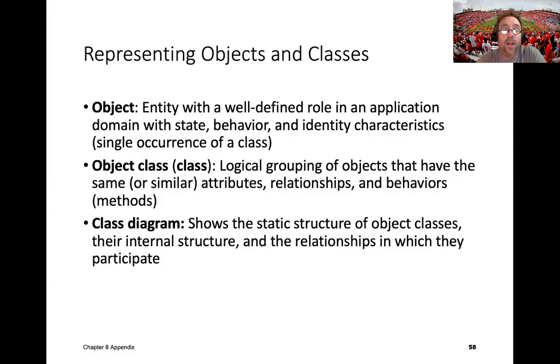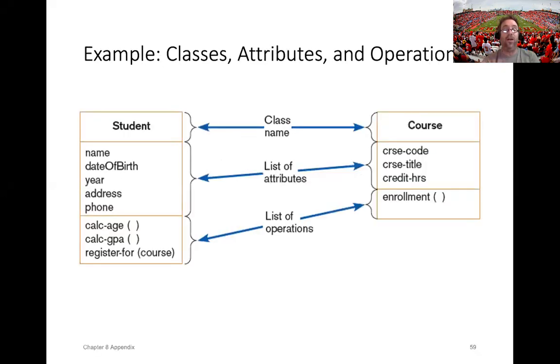So we have object class, a logical grouping of objects that have the same or similar attributes, relationships, and behaviors, and a class diagram. So do you remember we had our object class here of students? We have our attributes of name, date of birth, year, address, and phone. It's very similar to what we've just seen in the entity world, right? But then what is slightly different is our operations that we can assign to a given object class. And here we have calc age. You'll remember there, the empty brackets means that we're referring to this object class. We're not referring to a different object class.